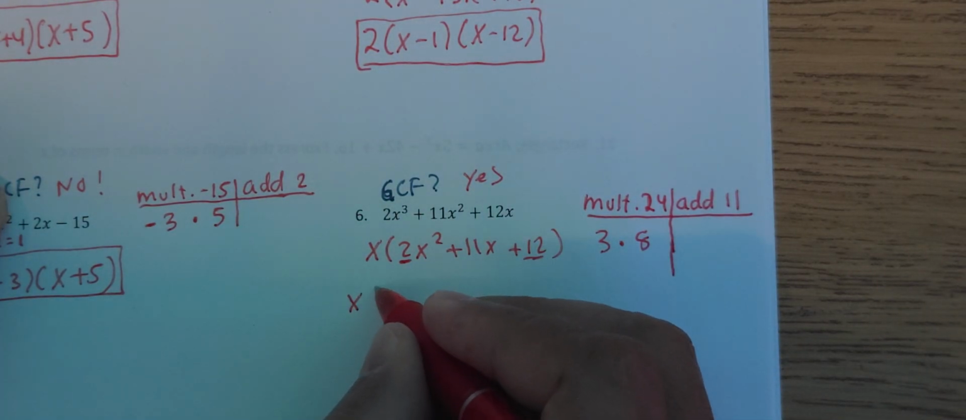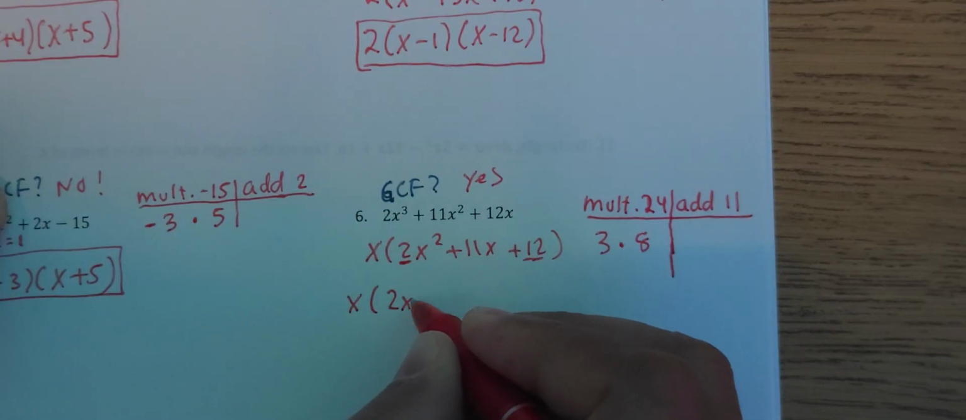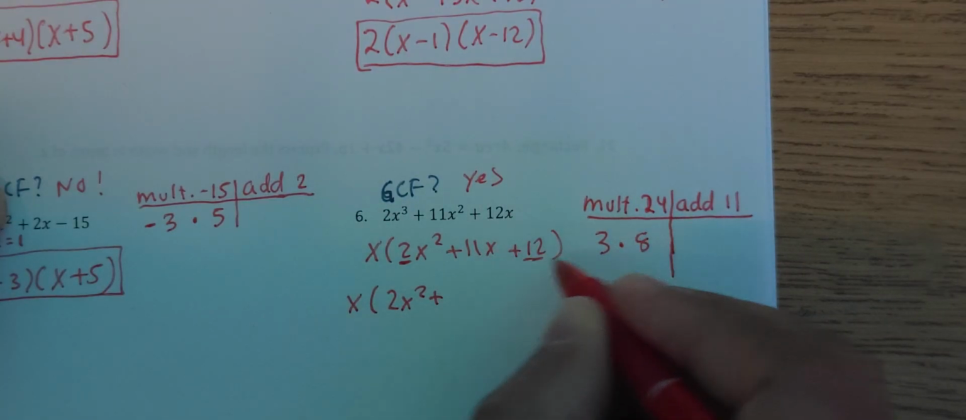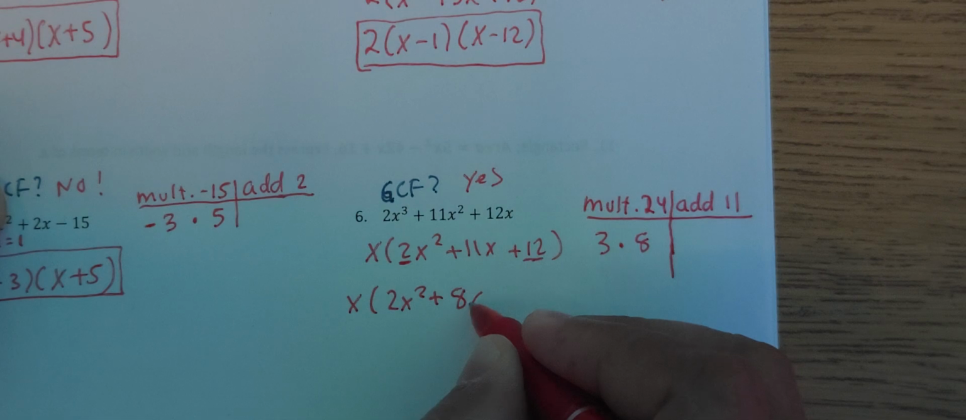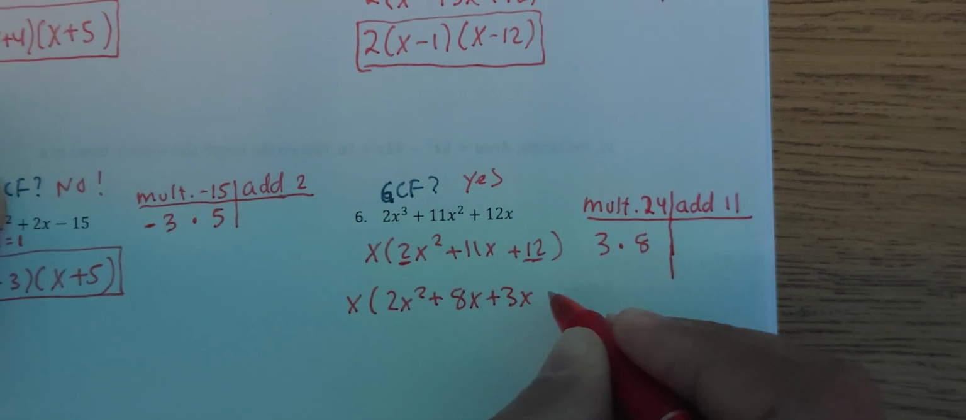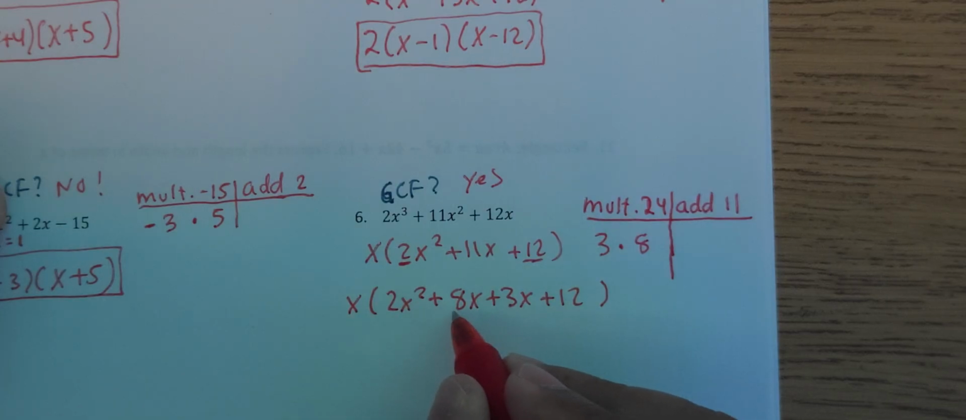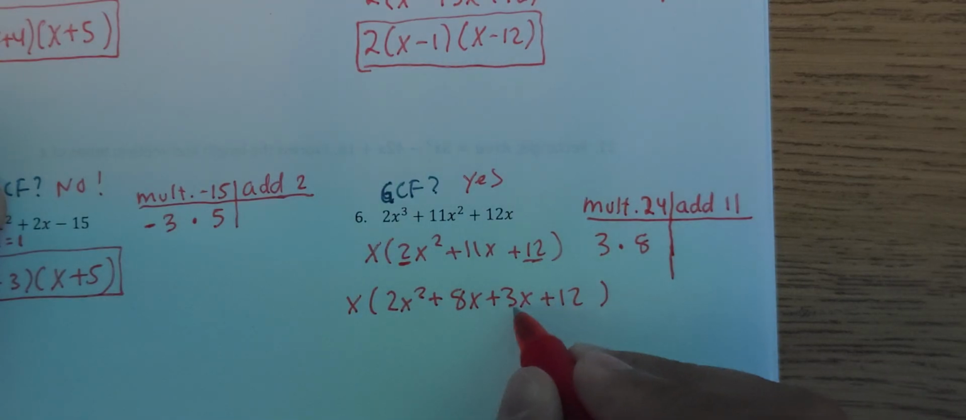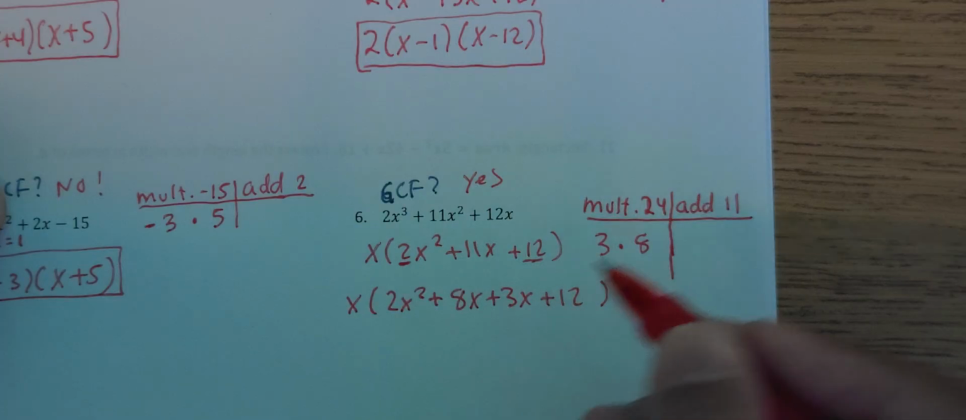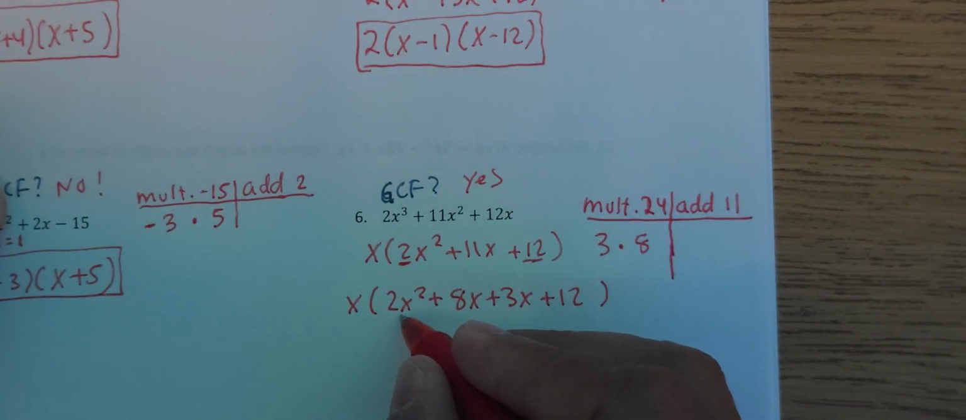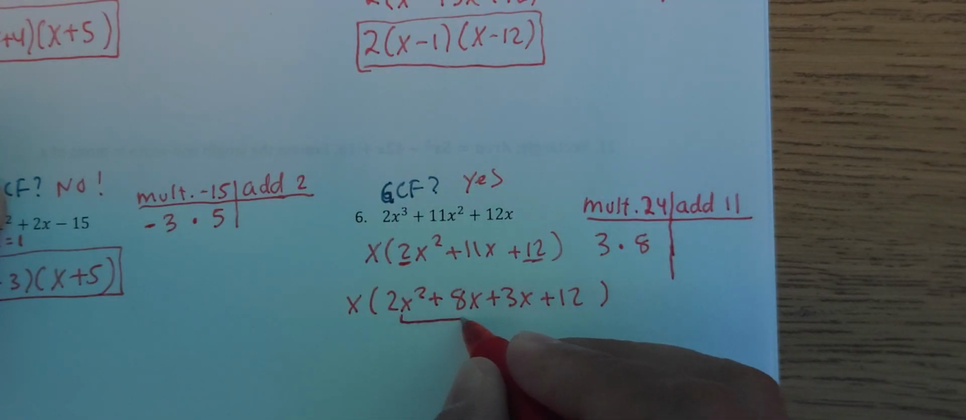So then keep that GCF of x, 2x squared, and split up 11x into 8x plus 3x plus 12. Again, notice what I did. I put evens with evens. This is even and this is odd. So odd goes with 12, and that will make it easier for me to see the GCF. But you can do this however you want.